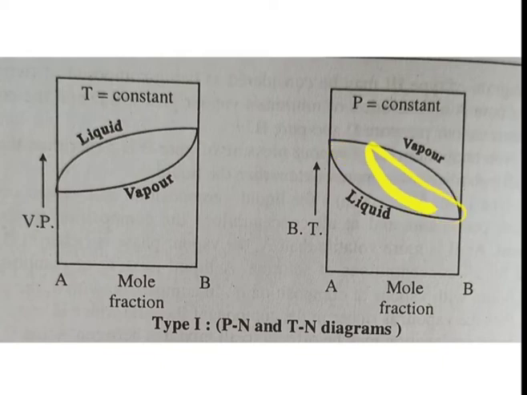This circular part shows the mixture of two phases, and outside this the vapor and the liquid are separately present. So, this is the boundary.